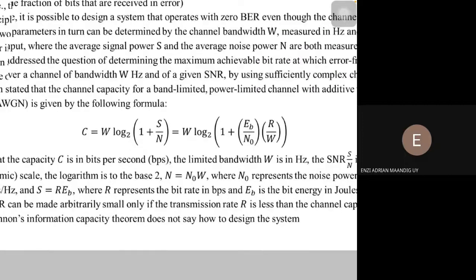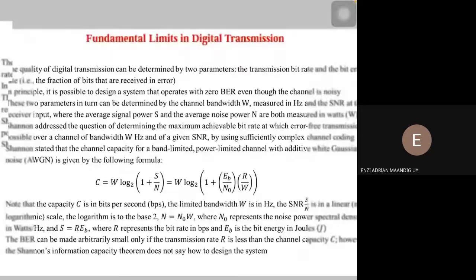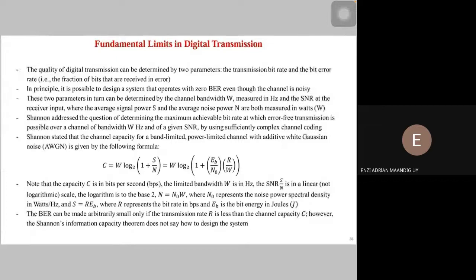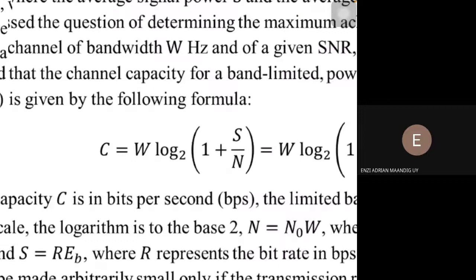This equation describes what C is. What is C? C is the information capacity or channel capacity of a medium, the amount of information that can be transmitted over a medium at a particular time. It is dependent on W. What is W?